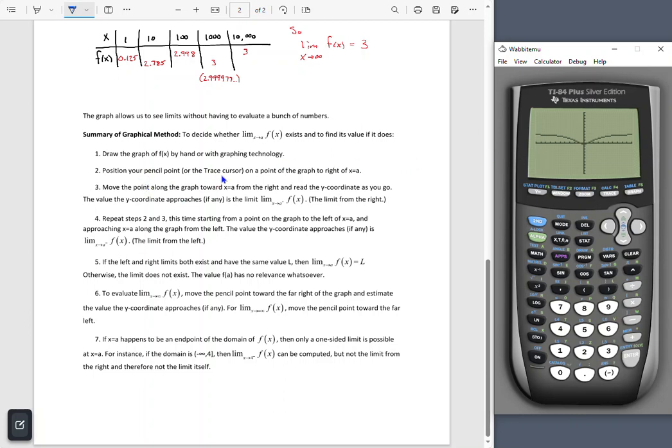Position your pencil point or the trace cursor on a point of the graph to the right of x equals a. Right, so you're to the right of, say we're looking at x equals 3 here. As we move in, you'll want to move your finger on your screen, move your cursor. Depends on if you have a touch screen or not. And to the left of x equals a, and look independently. If the left and the right both have the same value, then you've found the limit.